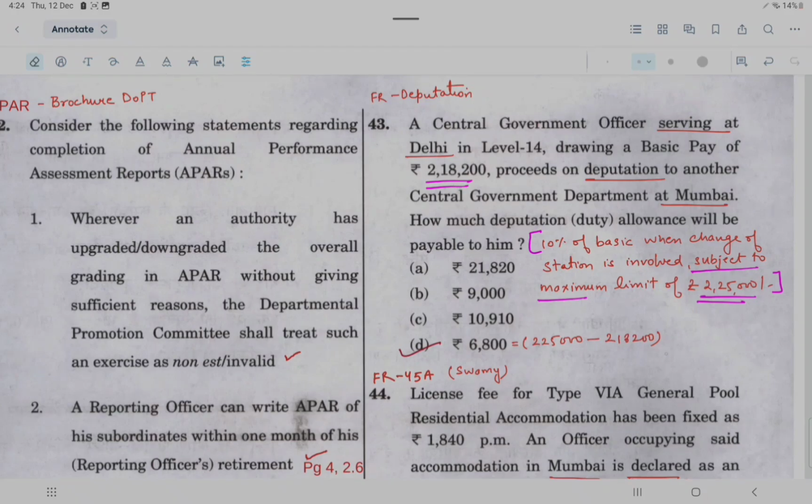But as the ceiling is 2,25,000, this will be the right calculation, and most of the students will mark this because this is 10%. But as the ceiling is 2,25,000, 6,800 will be the right answer. So the right answer is D, 6,800. Let's move on to the next question.